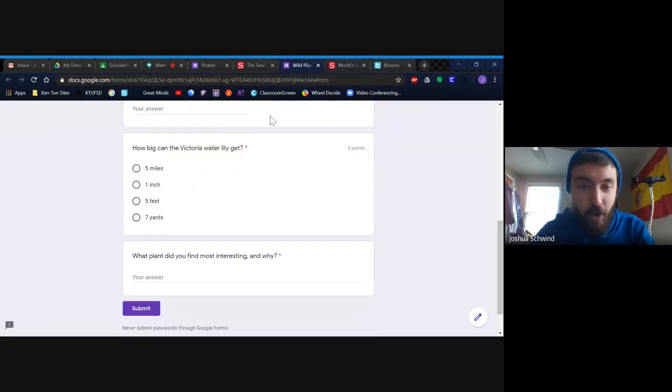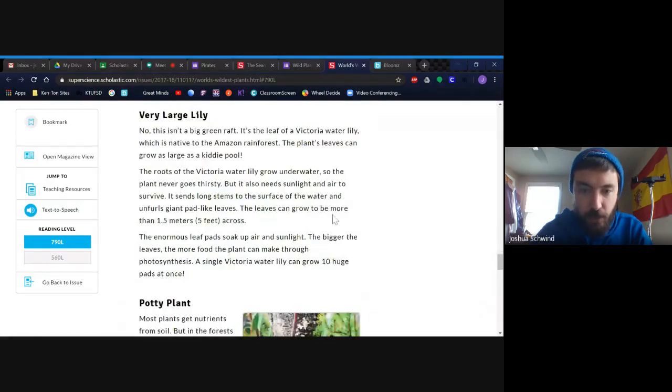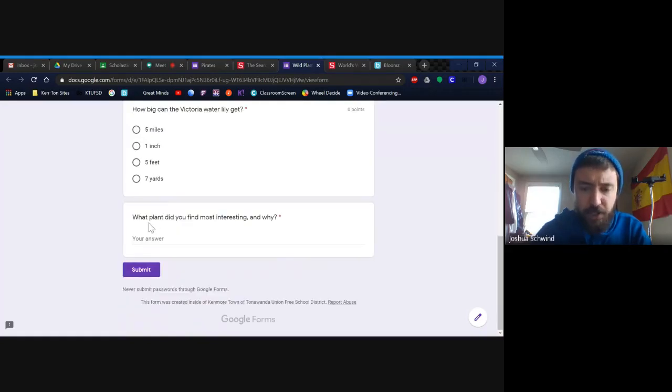So I knew the Victoria water lily was going to be a popular one. So I asked, how big can the water lily get? Let's go back to the article. Let's see. Oh, it's right here. The leaves can grow to be more than 5 feet across, which means it was this choice right here, 5 feet. So then the last question was open-ended.